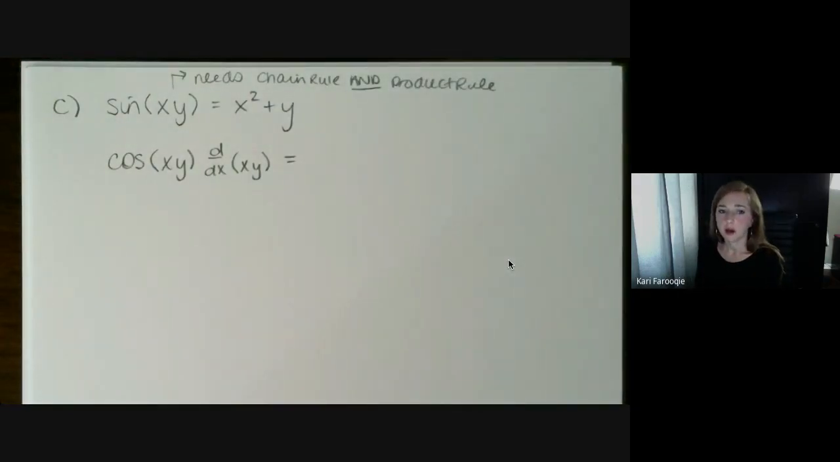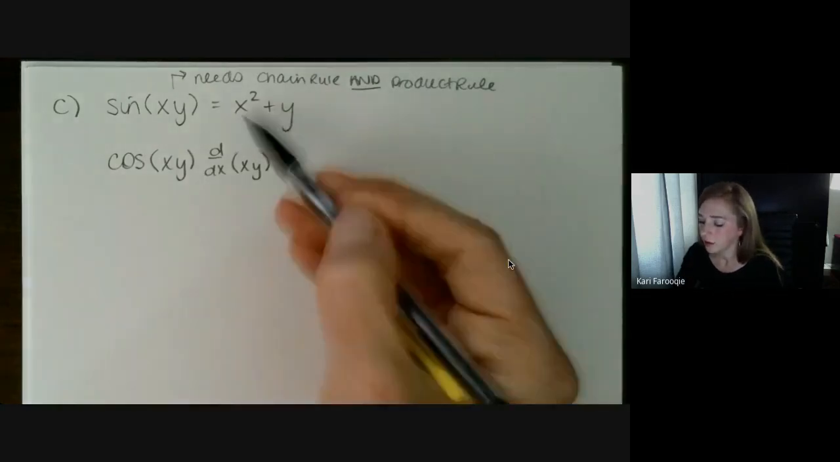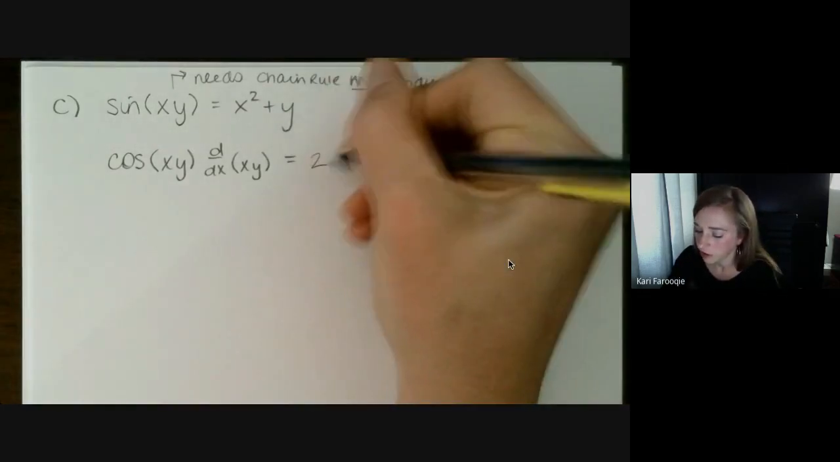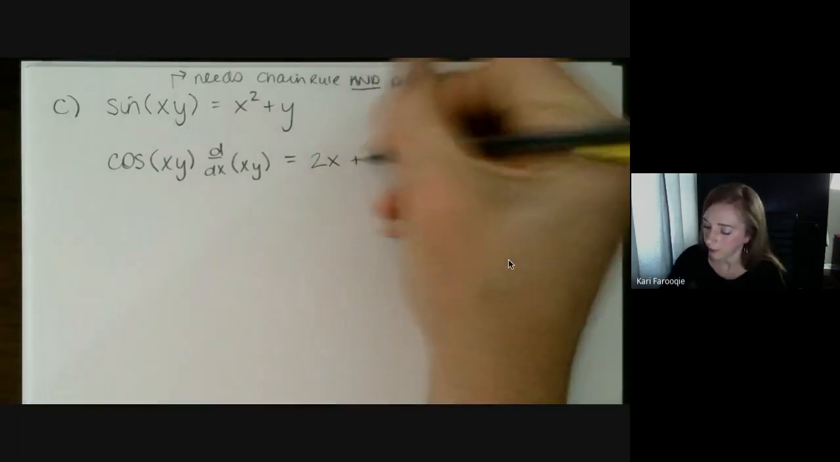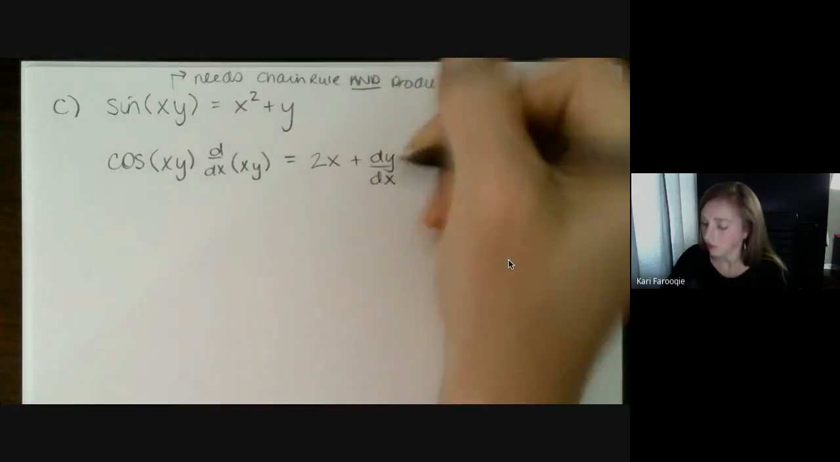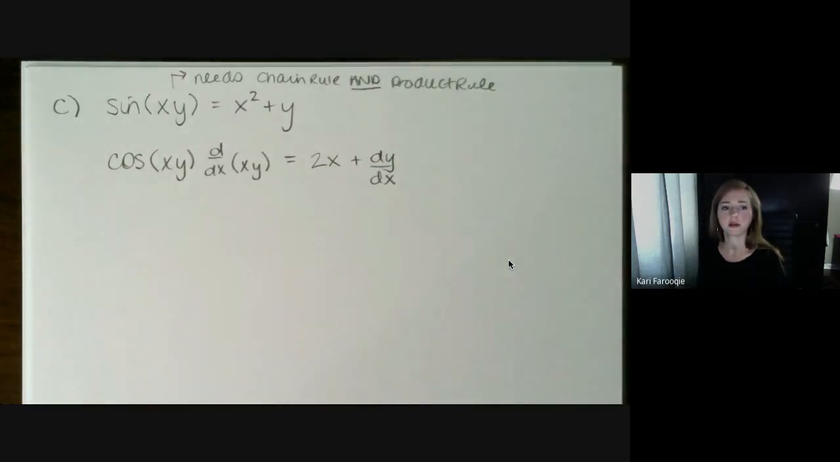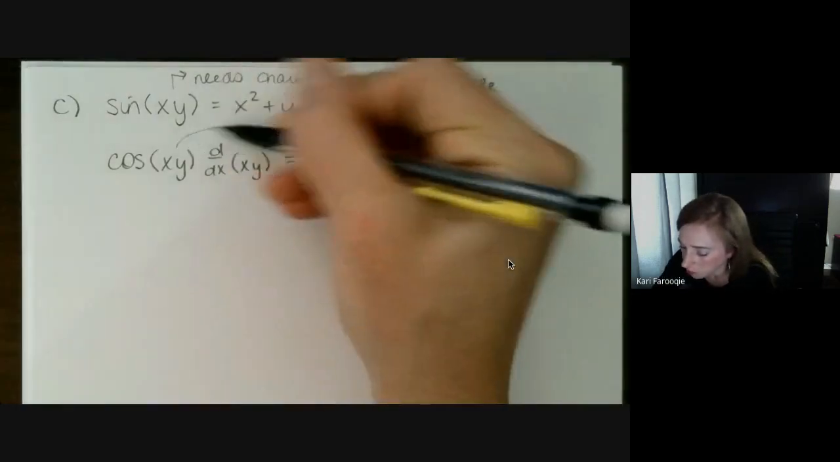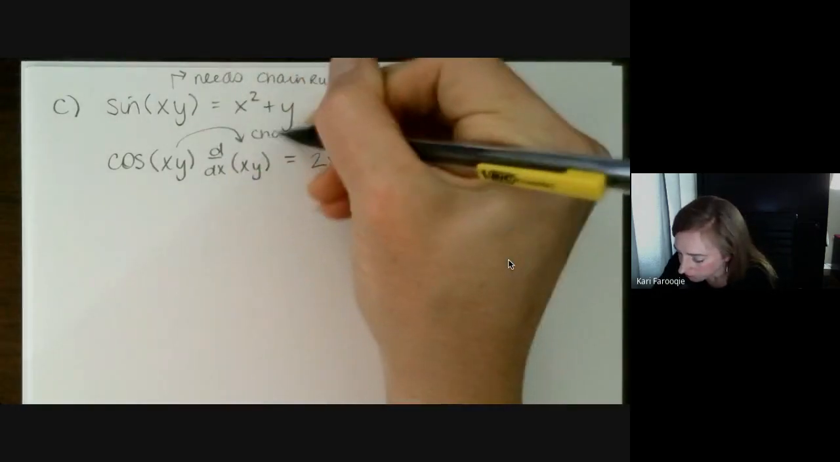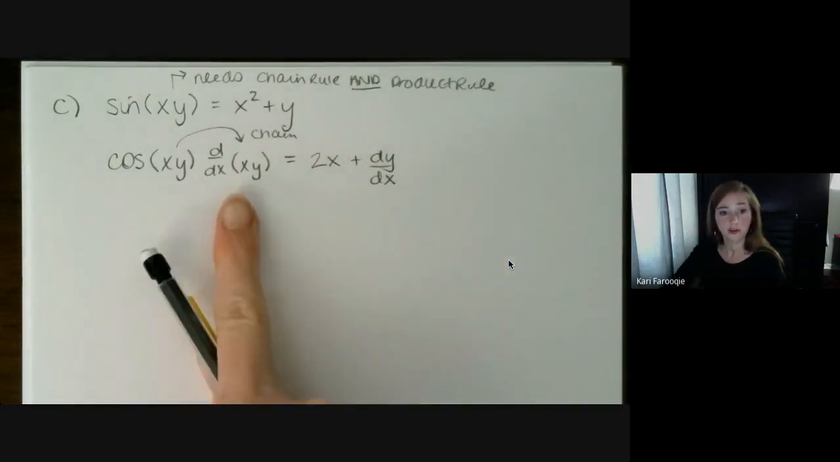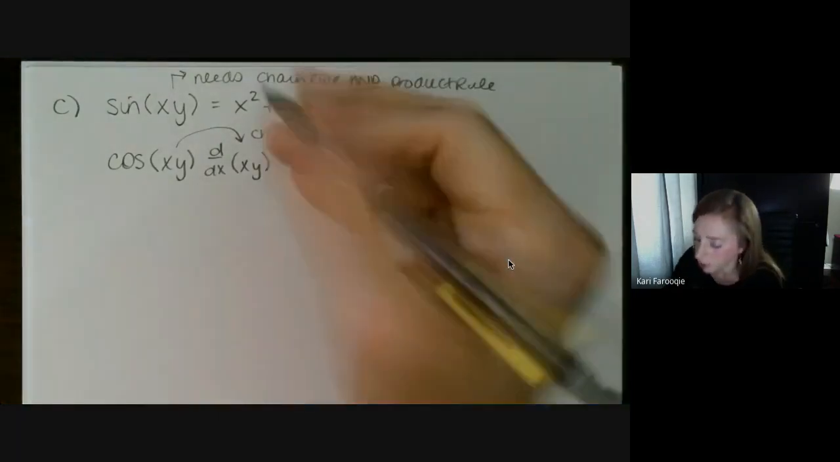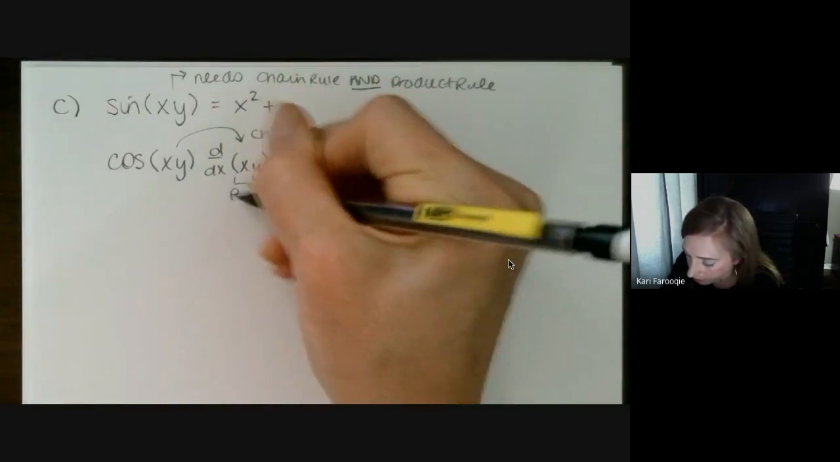Okay, now on the right-hand side, the x squared, well, that's our standard derivative, 2x. The derivative of y is 1 dy/dx. You can write the 1 if you'd like. Otherwise, don't write it. It's fine. Okay, but here's where our chain rule comes in. And when you're taking the derivative of xy, this is where your product rule comes in.